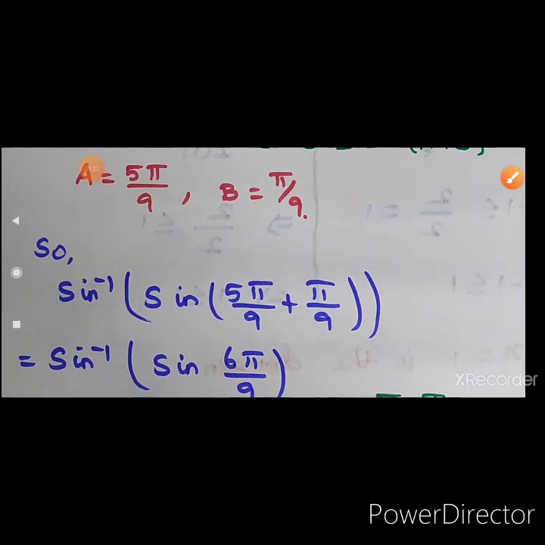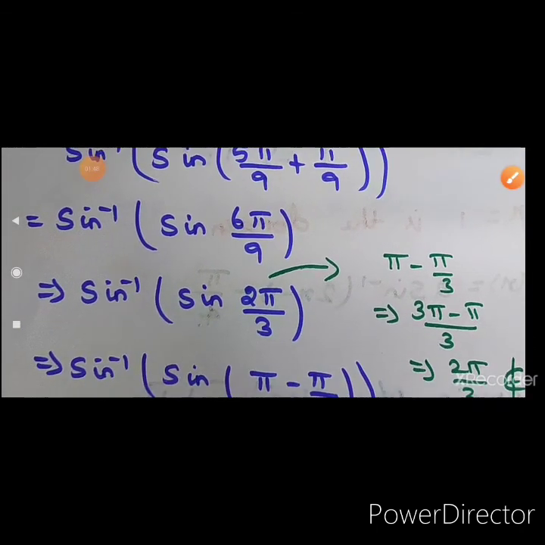Sine inverse of sine of 5 pi by 9 plus pi by 9. So we are adding 5 pi plus pi. Denominator is same now, so we have to add numerator. 5 pi plus pi is equal to 6 pi. Sine inverse of sine of 6 pi by 9. We are simplifying by 3, so 2 pi by 3. Sine inverse of sine 2 pi by 3.